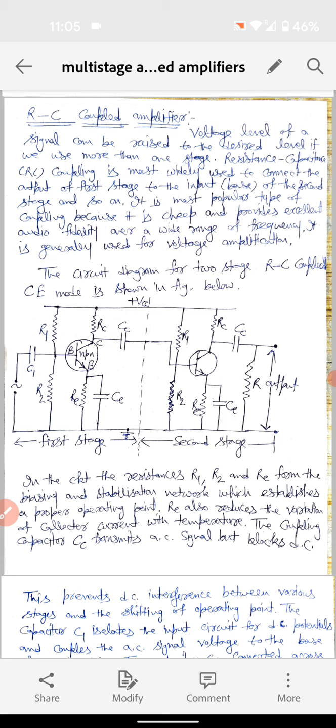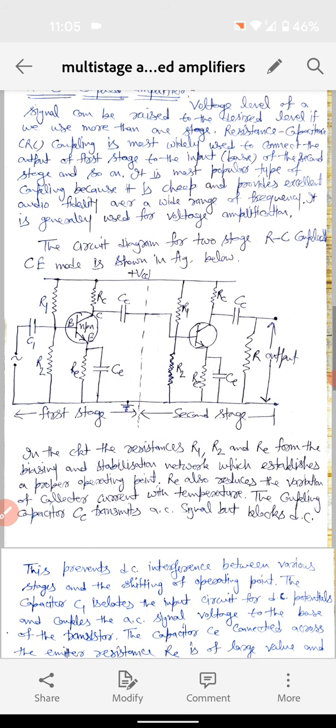So, as we know, the voltage level of a signal can be raised to any desired level if we use more than one stage. For a single stage amplifier, which we already discussed in common base and common emitter, we do have voltage gain, but that voltage gain sometimes is not sufficient to have the desired result. So we use more than one stage. Here we are going to study the two stage RC coupled amplifier.